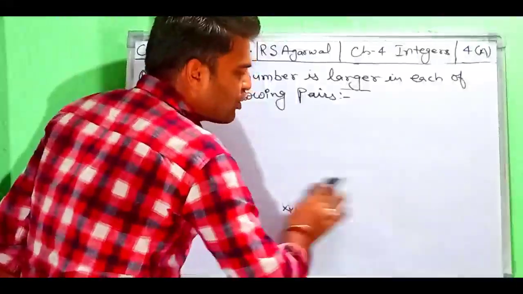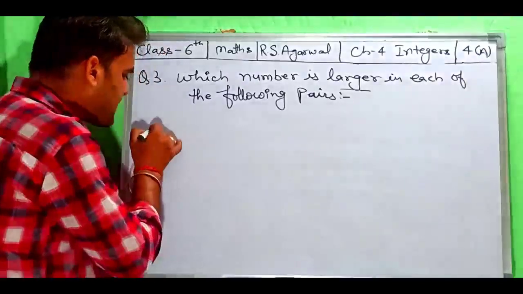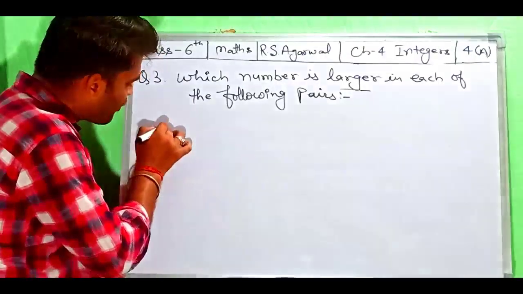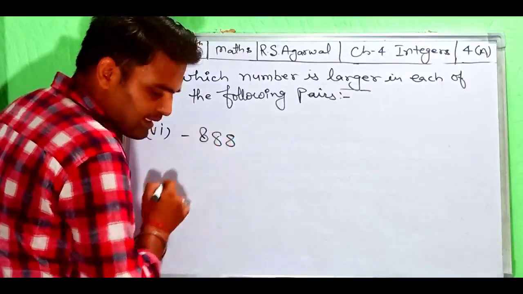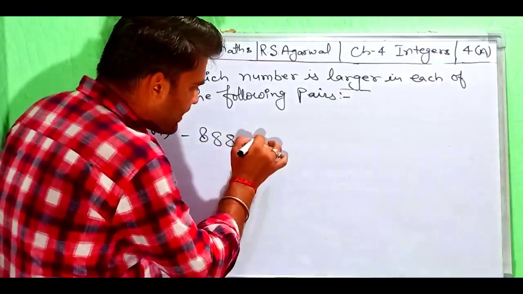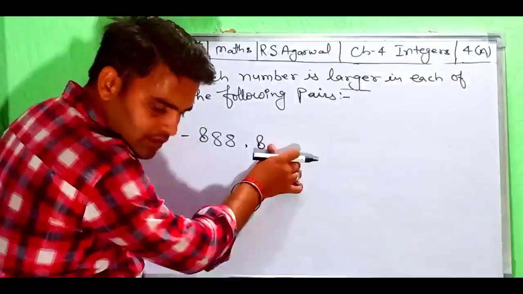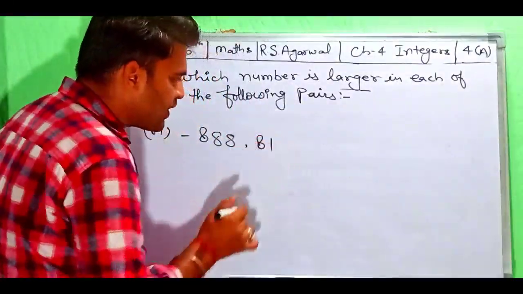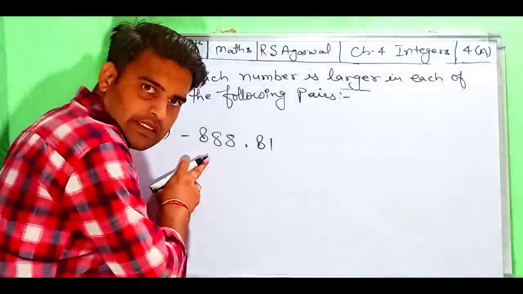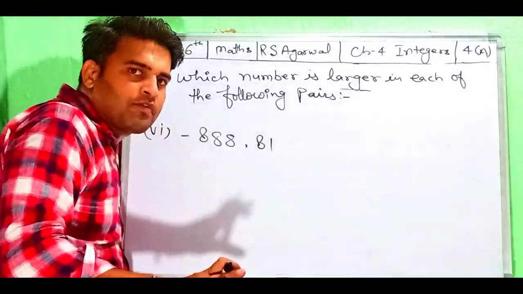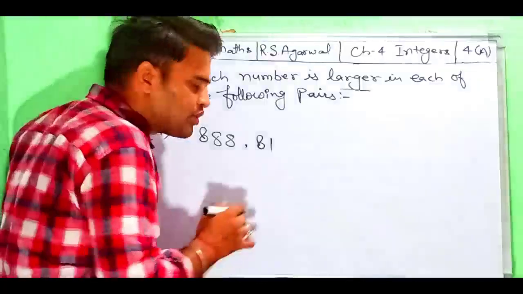We are getting this kind of properties. Just think about these properties, because they are so important for you for the examination. Okay, students. Now move to the next question: minus 888 and 81. Again the same thing, it doesn't matter how big it is. If a negative number is there, then it is always less than a positive number.